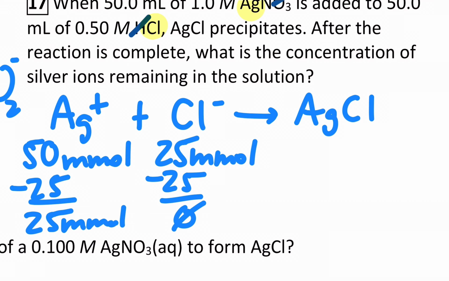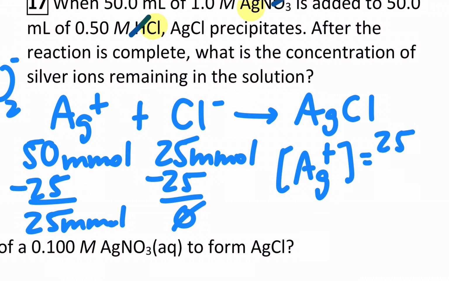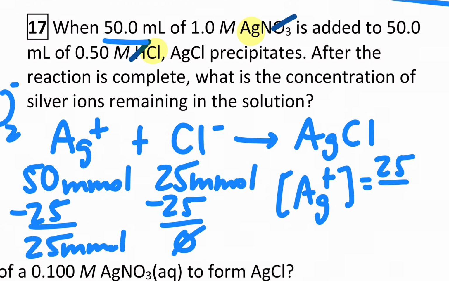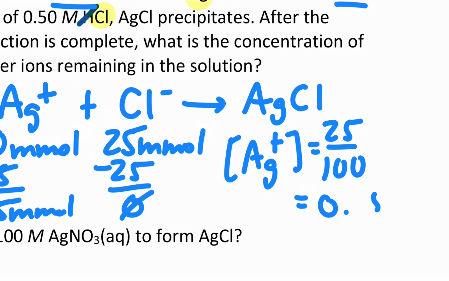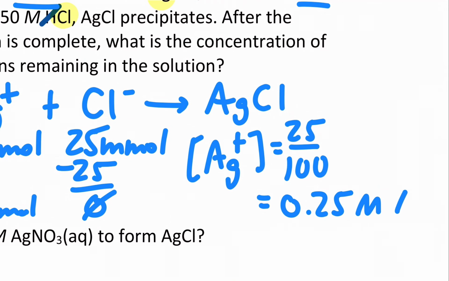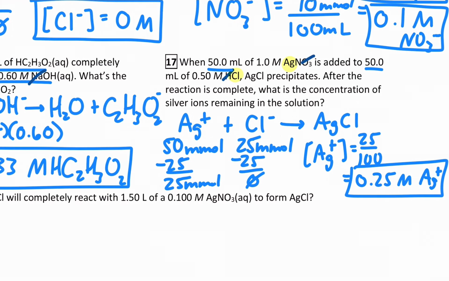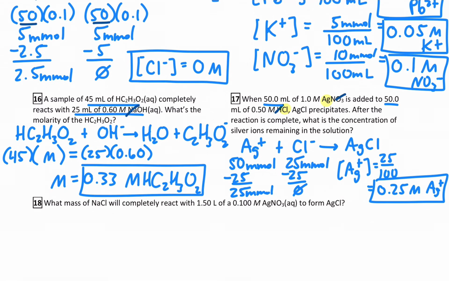What's the silver concentration at the end? So bracket Ag plus is the remaining 25 millimoles divided by the sum of the volumes. 50 plus 50 is 100, so I get 0.25 molar silver. So, hopefully you did okay on those. Let's just try one more before we end this lesson.